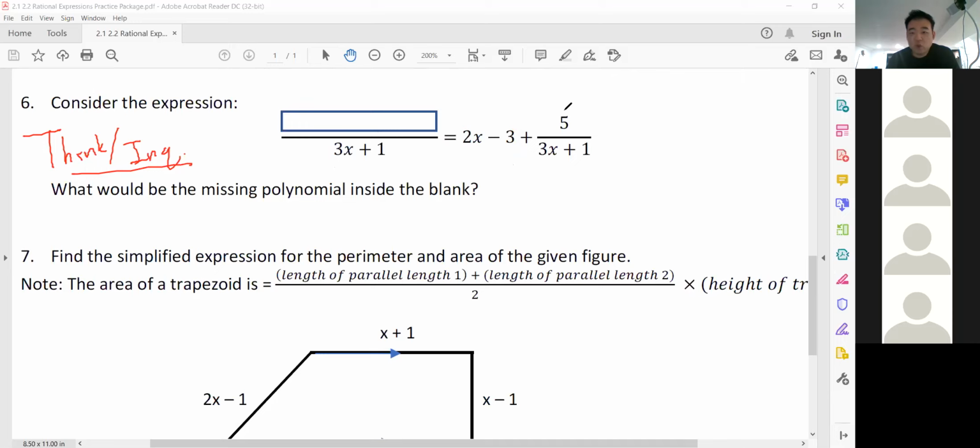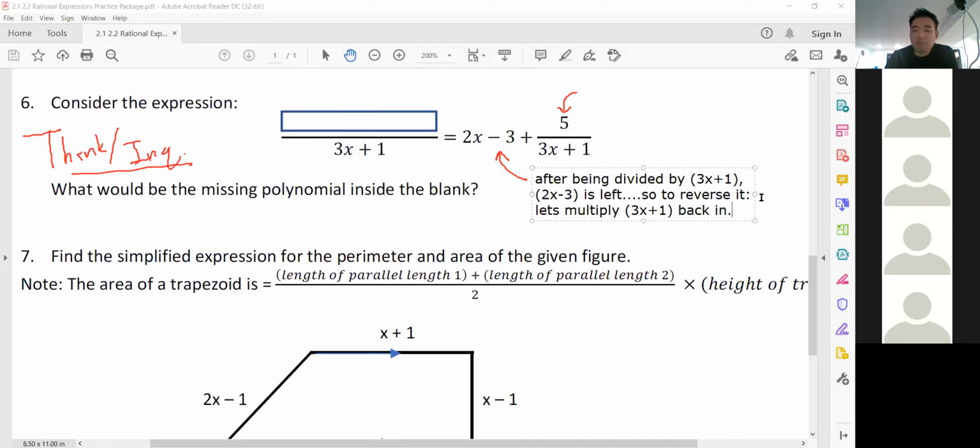Another way is like, okay, so I know that there's a 5 involved, right? I also know that, just logically speaking, after being divided by 3x plus 1, the 2x minus 3 is left. So to reverse engineer it, what can I do? What is the reverse of division? Multiplication. Let's multiply 3x plus 1 back in.